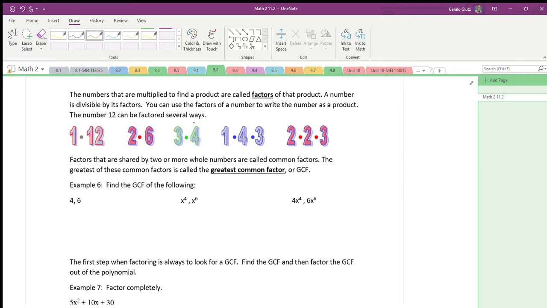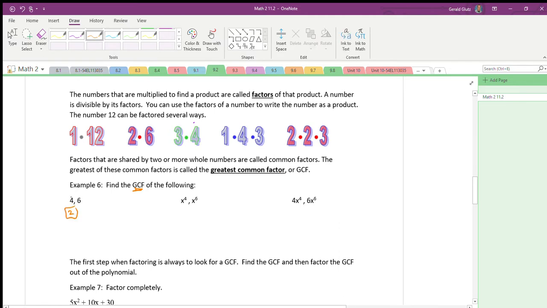So in example 6, we have to find the greatest common factor. So that's what GCF stands for. So greatest common factor is the biggest number that goes into 2 or more monomials, or 2 or more numbers, or 2 or more variables. So for example, what's the greatest common factor that can go into 4 and 6? So what number is divisible by both 4 and 6? They're both even numbers, so I know 2 goes into both.